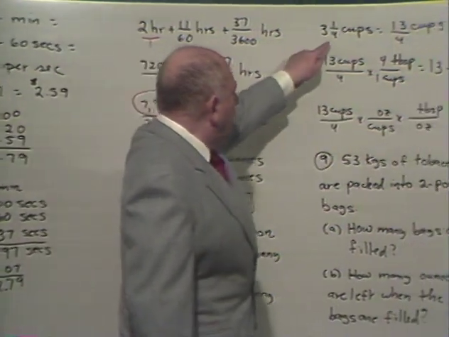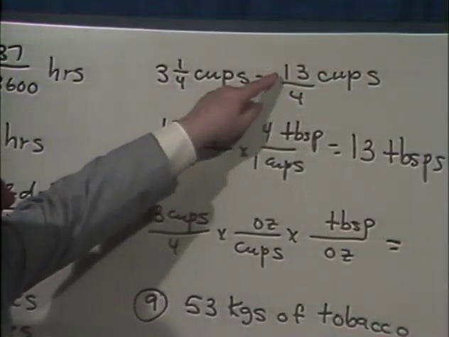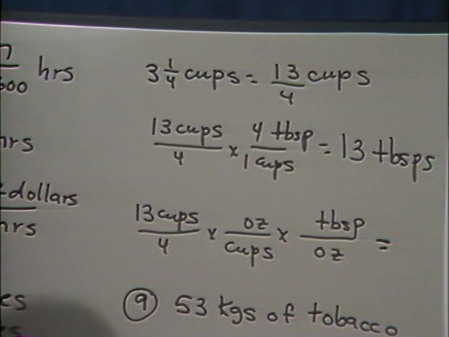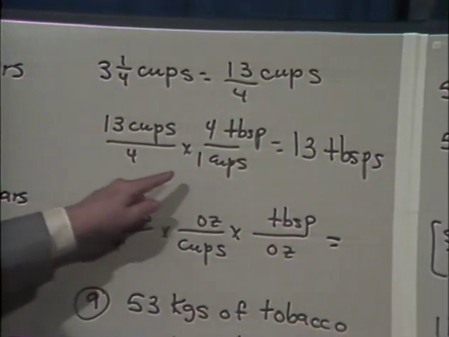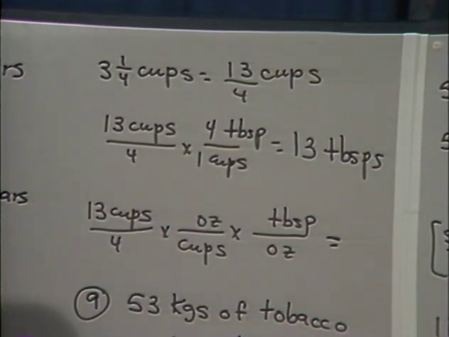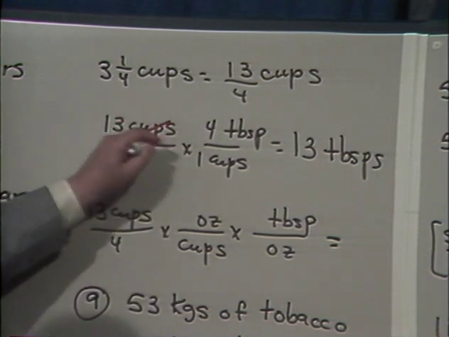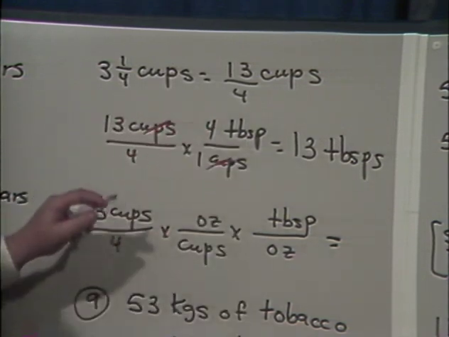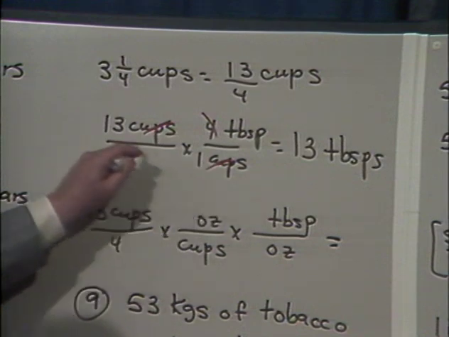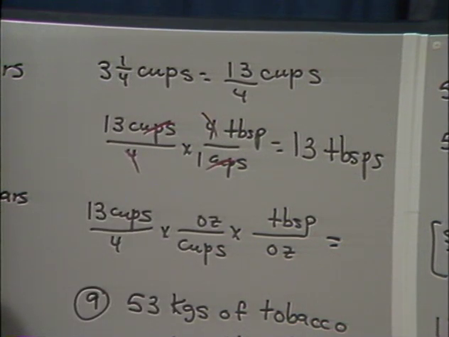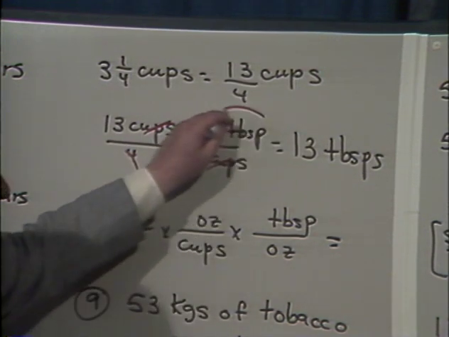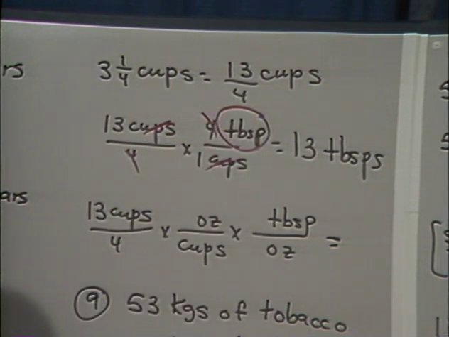See, first of all, the 3 1/4 cups as a mixed number is 13 cups over 4. Now, if we had made the observation that there are 4 tablespoons to a cup, you see, from cups, we can convert to tablespoons, okay? The 4 here cancels with the 4 here, and the answer is going to be what? 13 tablespoons. But if you didn't notice that, you can still use the table I gave you.